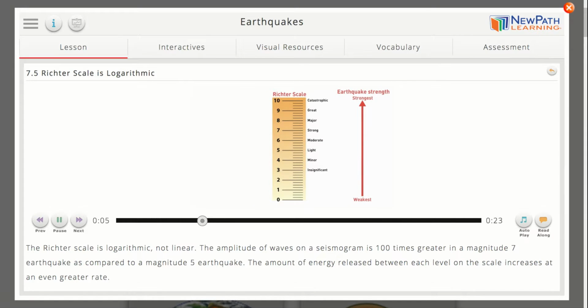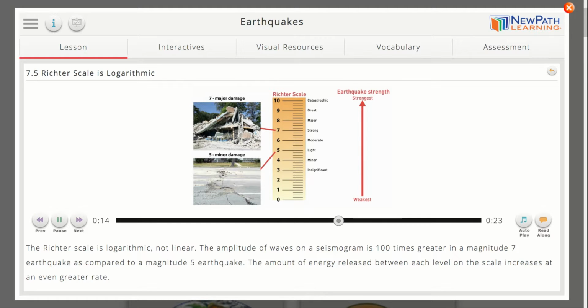The amplitude of waves on a seismogram is 100 times greater in a magnitude 7 earthquake as compared to a magnitude 5 earthquake. The amount of energy released between each level on the scale increases at an even greater rate.